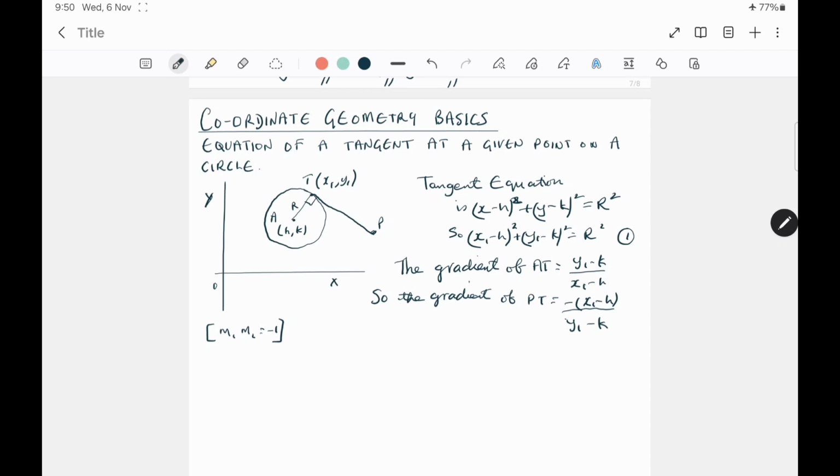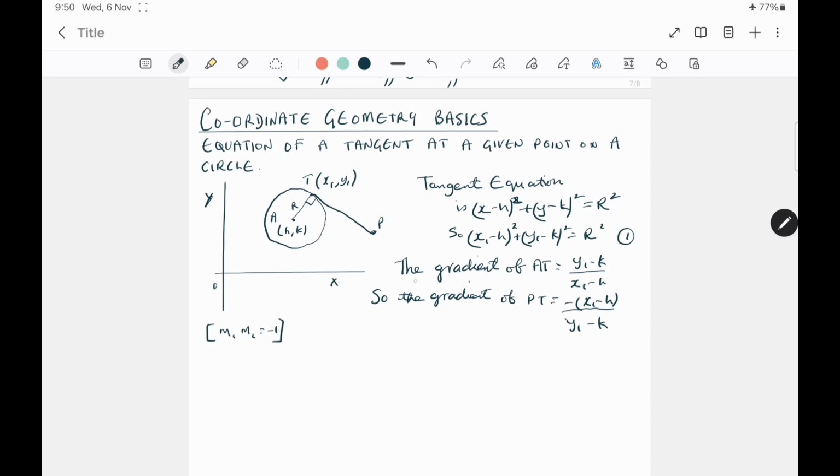Since x1 and y1 lie on the circle, we can replace x and y by x1 and y1 to get the following fact: x1 minus h all squared plus y1 minus k all squared equals r squared. Now number that one, we'll be using that in just a moment.